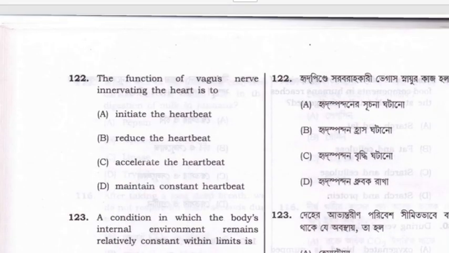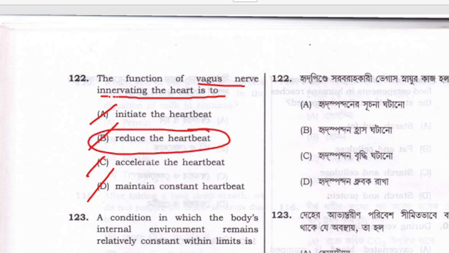The function of the vagus nerve innervating the heart is to: initiate the heartbeat, reduce the heartbeat, accelerate the heartbeat, maintain constant heartbeat. So it reduces the heartbeat.